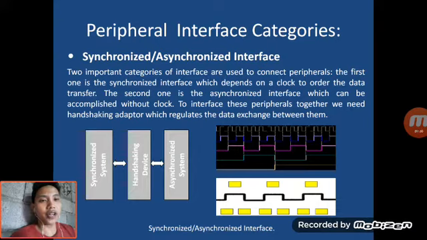The second is synchronized and asynchronous interface. Two important categories of interface are used to connect peripherals. The first one is synchronized interface, which depends on the clock, and the second one is asynchronous, which can be accomplished without a clock. To interface these peripherals together, we need a handshaking adapter, which regulates the data exchange between them.